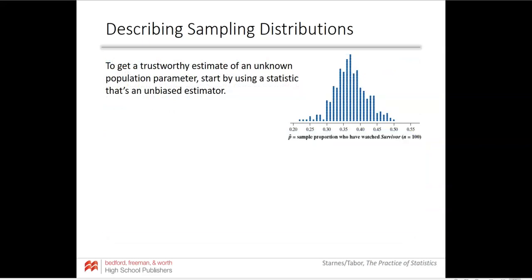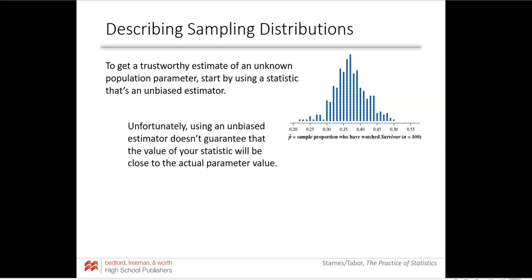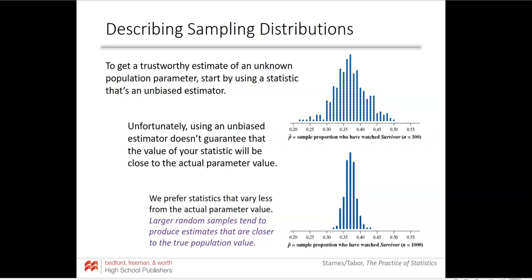To get a trustworthy estimate of an unknown population parameter, start by using a statistic that's an unbiased estimator. These are the two we used most often. So, p hat is the sample proportion of folks, and that's going to estimate the actual proportion, the true proportion, so to speak.